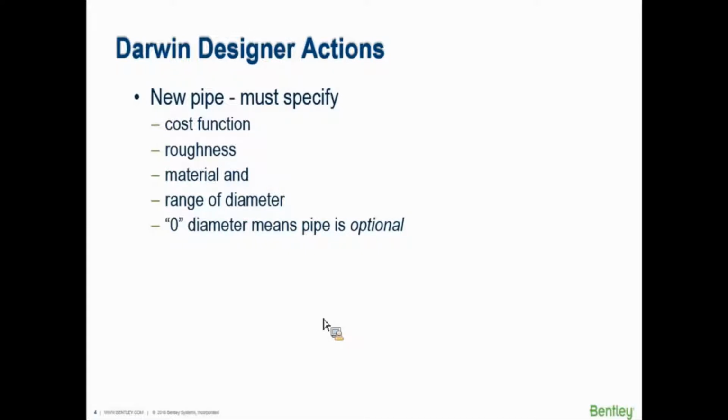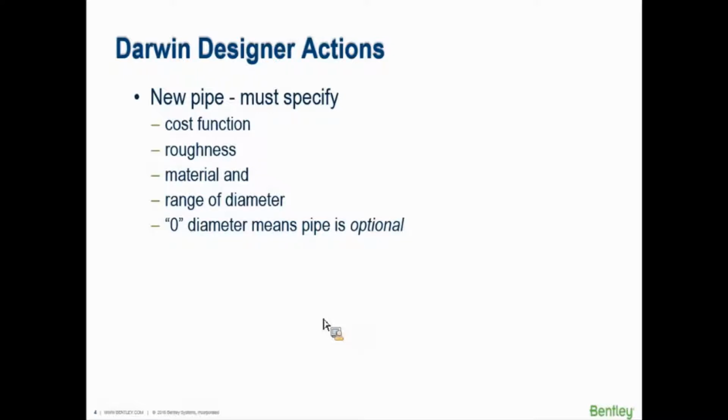For new pipes, you're going to give the unit cost, the price per inch diameter, per millimeter diameter. You're going to give the roughness and the material of the new pipe, the range of diameters to be considered, and whether or not the pipe is optional. By optional, we're going to see in the workshop, you could actually put in a 0, and then that pipe would be optional.